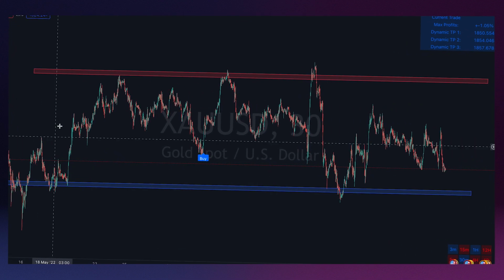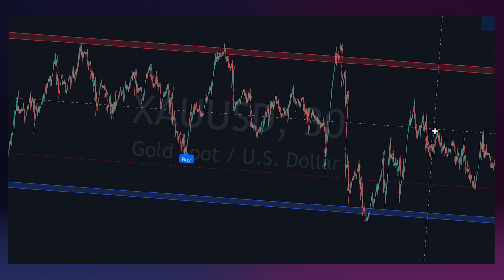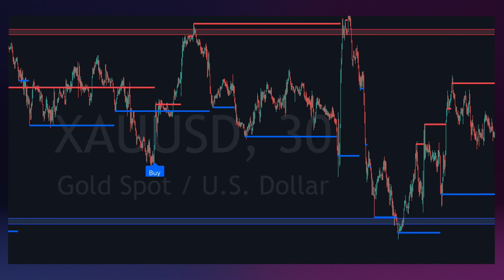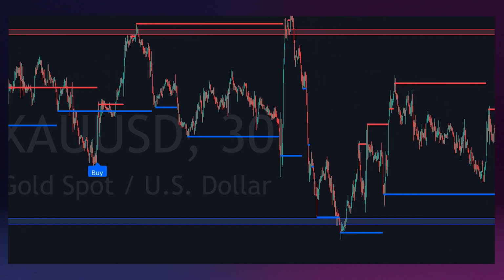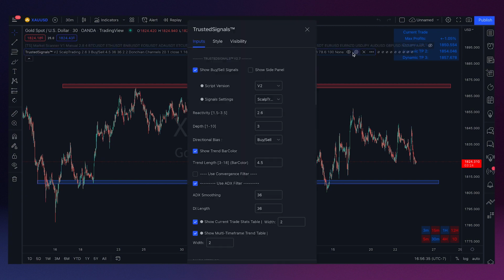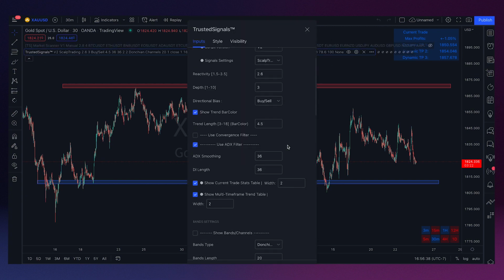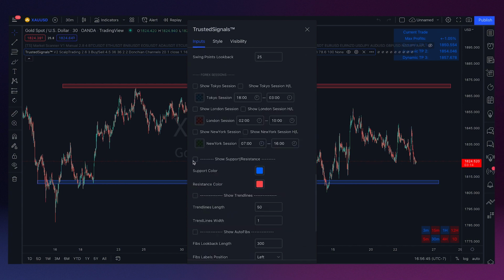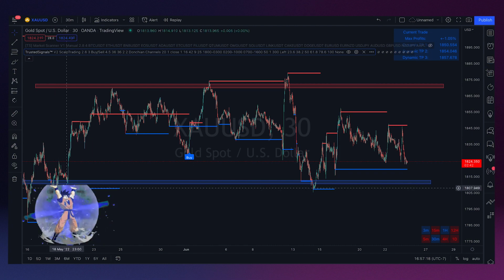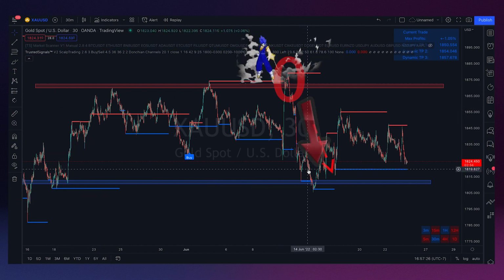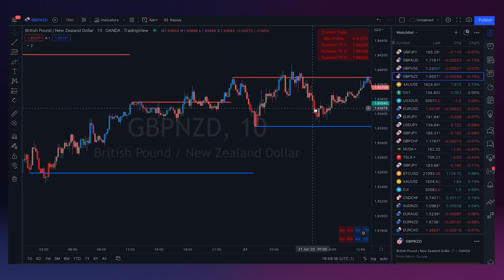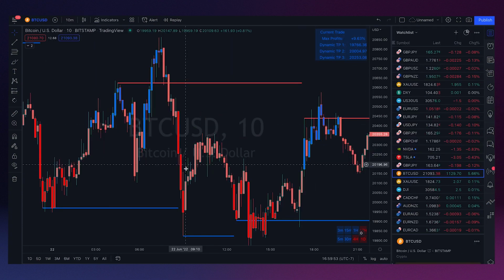And now you say, what about all the zones in between these two areas? This is where the auto support and resistance with Trusted Signals comes in handy. To turn on the auto support and resistance within Trusted Signals, you're going to go into the settings, scroll down, and click show support and resistance. And now Trusted Signals lines up all the support and resistance. And by the way, guys, this works with any time frame, currency pair, stock, and even cryptocurrencies.